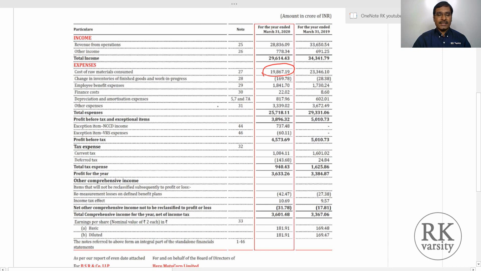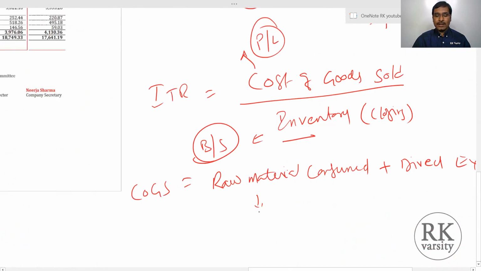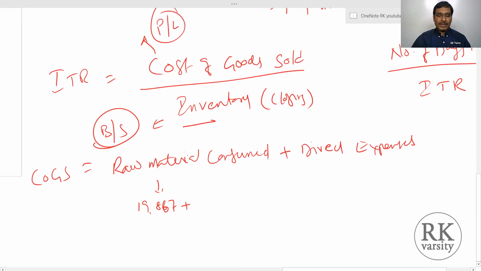So to get the direct expenses, you need to look at the notes to the annual report, that is a profit and loss account. So here you can see other expenses, that is note 31, and we will see from note 31 what are the direct expenses. Now one is your cost of raw material consumed, 19,867.19. So this amount we will take, raw material consumed is 19,867, just taking it as a round figure. This plus your direct expenses, which you will get from note 31.